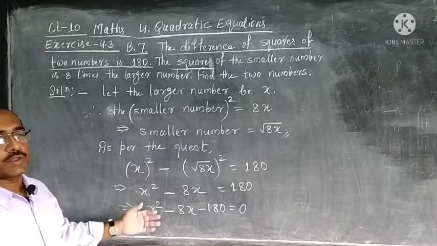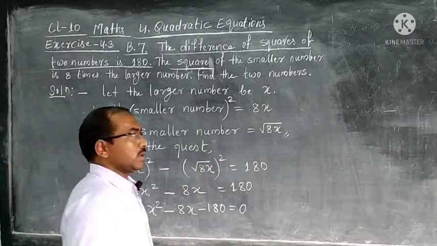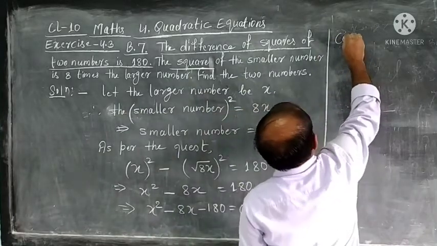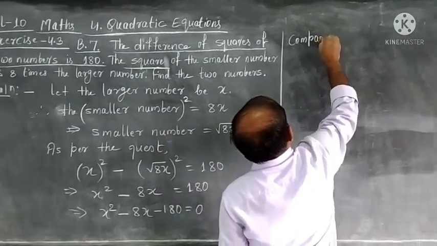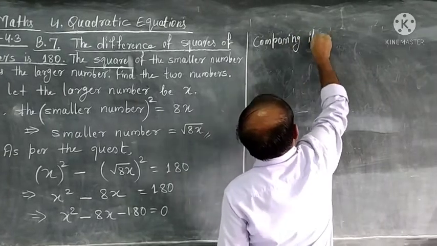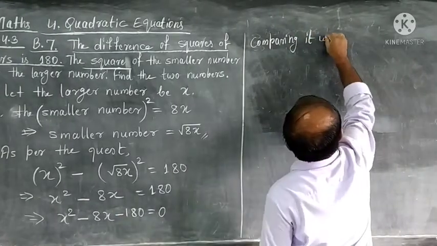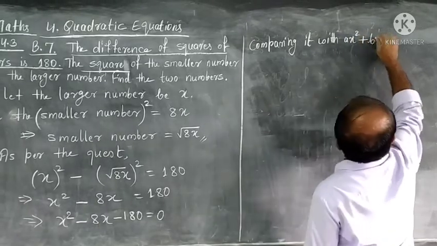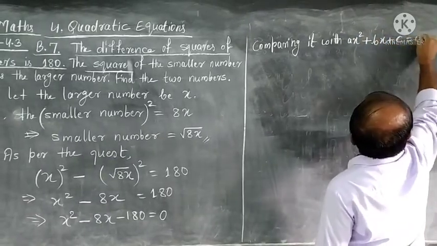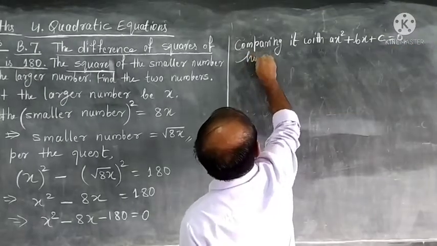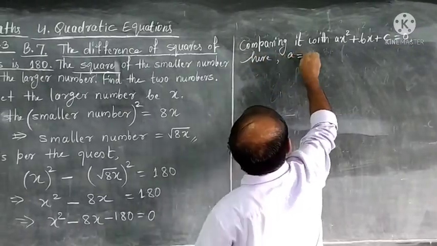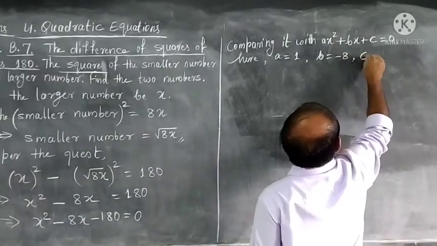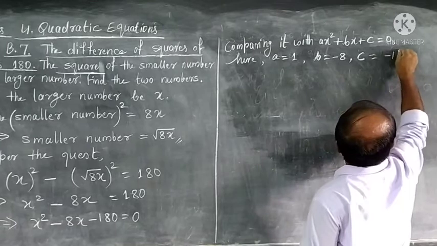After getting the quadratic equation, let us compare it with the quadratic equation form and solve. Comparing this equation with ax square plus bx plus c equal to 0, what we get here is a is 1, b is minus 8 and c is minus 180.